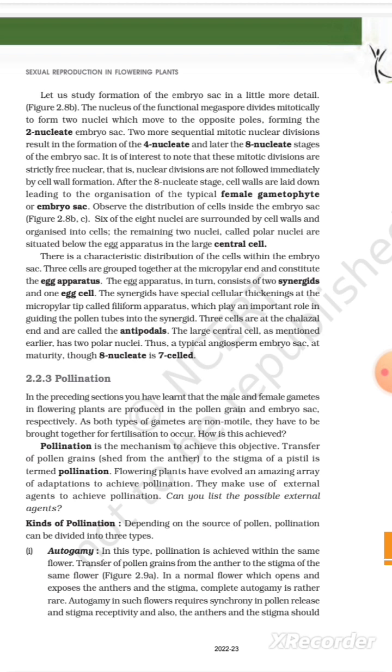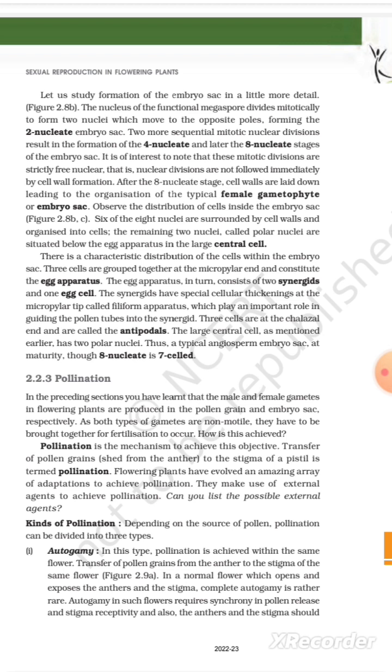After the 8-nucleate stage, cell walls are laid down, leading to the organization of a typical female gametophyte or embryo sac. Observe the distribution of cells inside the embryo sac. Figure 2.8c: 6 of the 8 nuclei are surrounded by cell walls and are organized into cells. The remaining 2 nuclei, called polar nuclei, are situated below the egg apparatus in the large central cell.